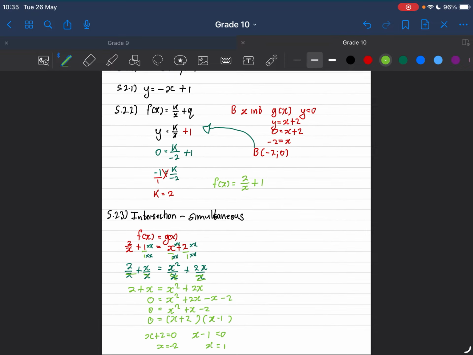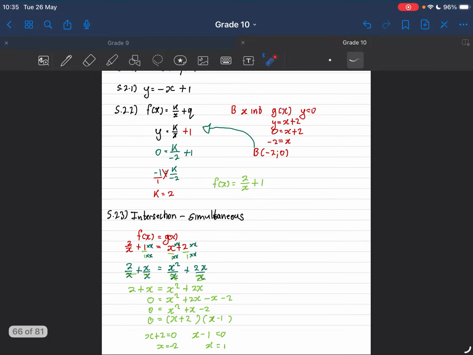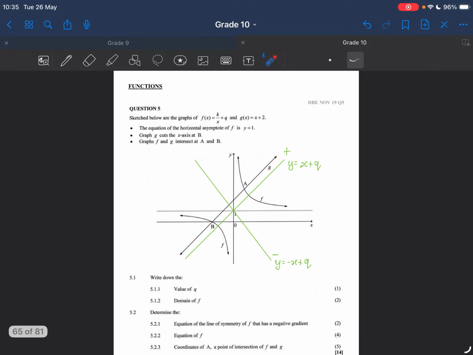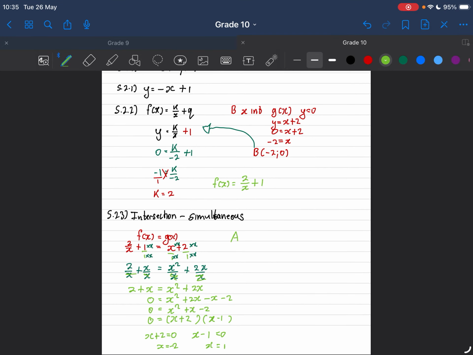Now, if x is negative 2 and 1, why are there two answers? It's because these graphs meet at two places. They meet at A and at B. So what am I going to do with negative 2 and 1? So the one where it meets on the negative x-axis, this is B, with x equal to negative 2. And the one where it meets on the positive x-axis, this is 1. So in my coordinate of A, I already know the x coordinate is 1. I just need the y coordinate.